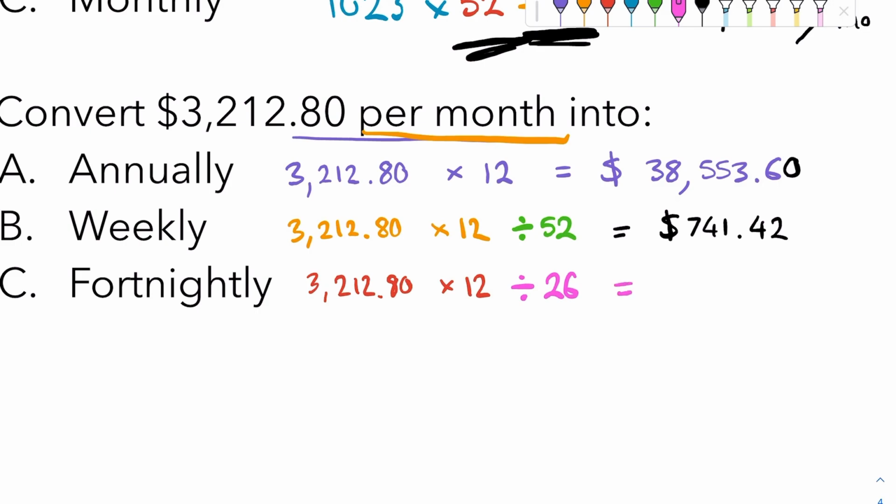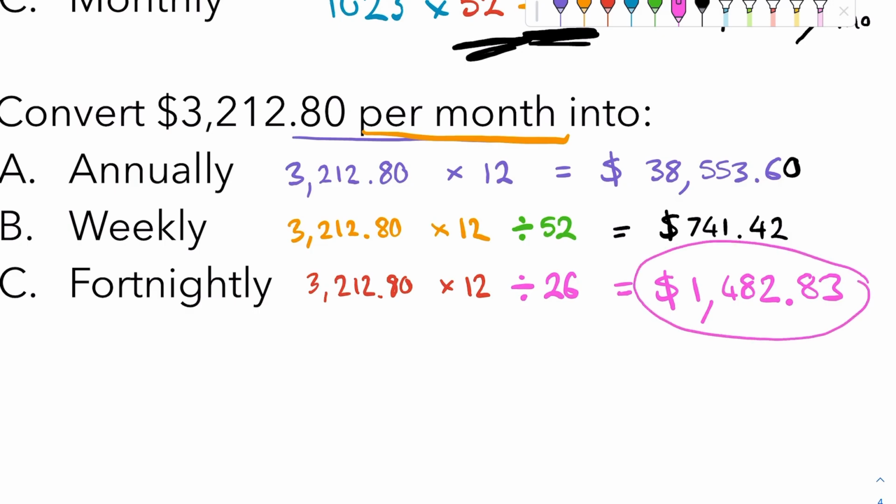So 3212.8 times by 12, then divide by 26 fortnights. I should get an answer of 1,482. And the decimal sequence doesn't finish, but I can round it off to 83 cents. And does that visually make sense? Is my answer here twice as much as my weekly amount? So 741 times by 2, yes. And yep, it all checks out.